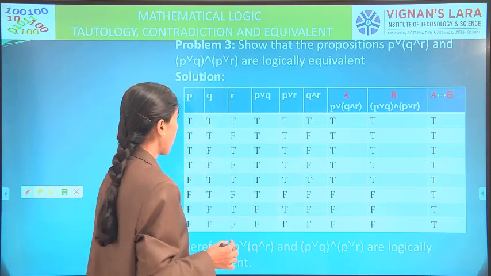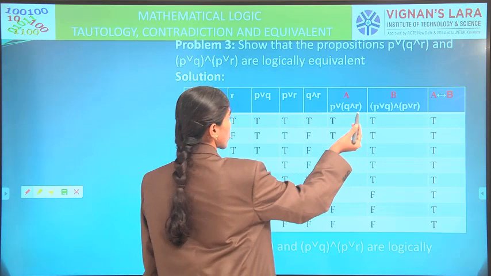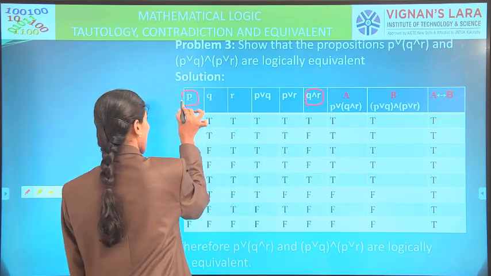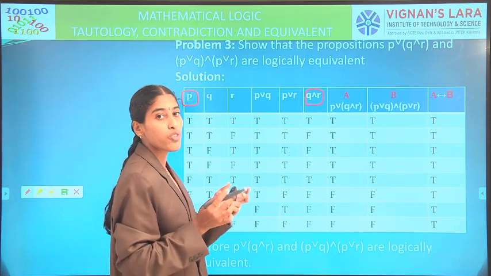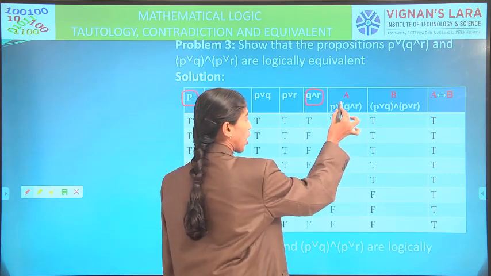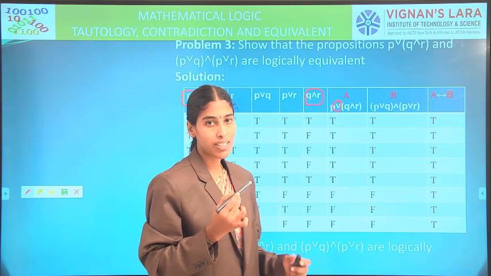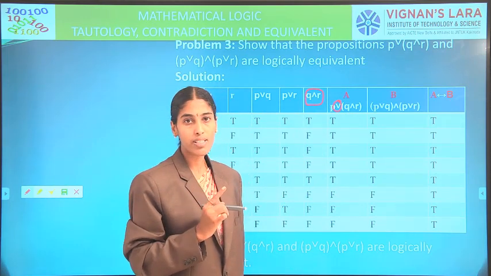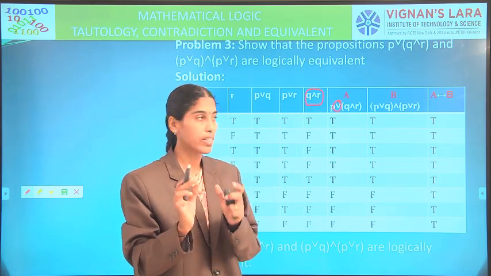Now we join on those things. Q and R is available here, P is available here. These two are joined using the connective R. R means disjunction. In disjunction only in one case it is false, that is when both are false, it is false.